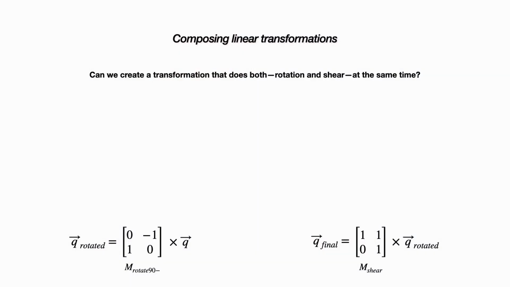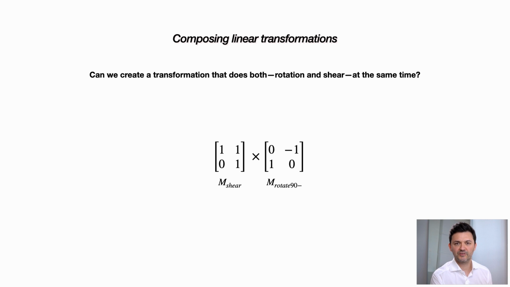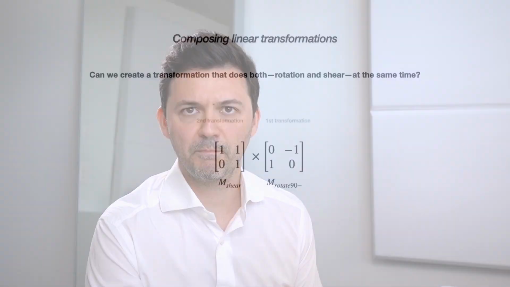So an interesting question to think about now is, can we create a transformation that does both rotation and shear at the same time? Actually, this can be done. What we need to do is multiply the matrices standing for these two linear transformations together. So the matrix on the right needs to be the transformation which we apply first, and the matrix on the left needs to be the transformation that we apply last. And the operation of multiplying these two matrices is called matrix multiplication.